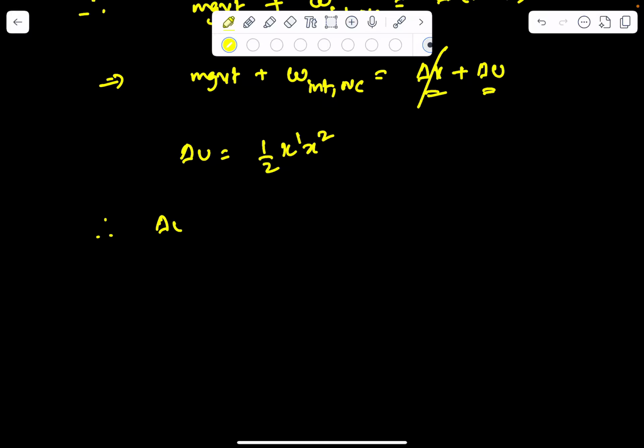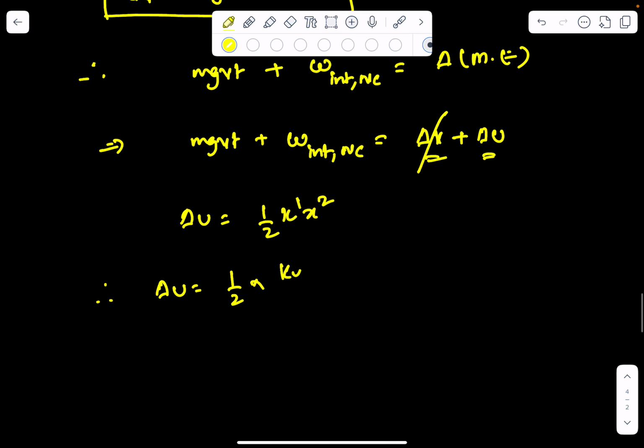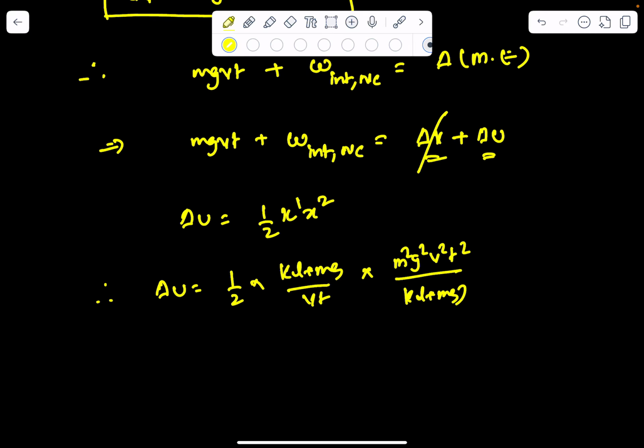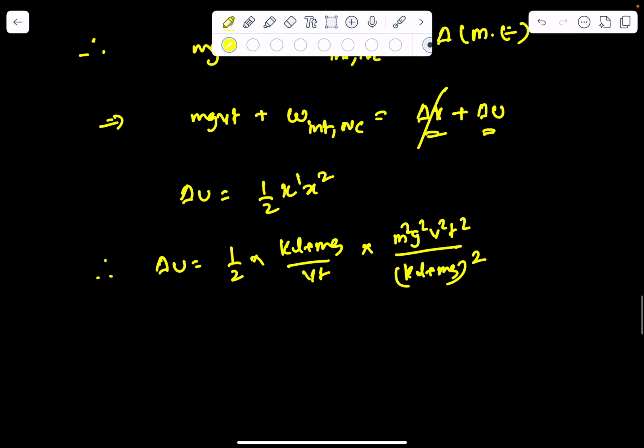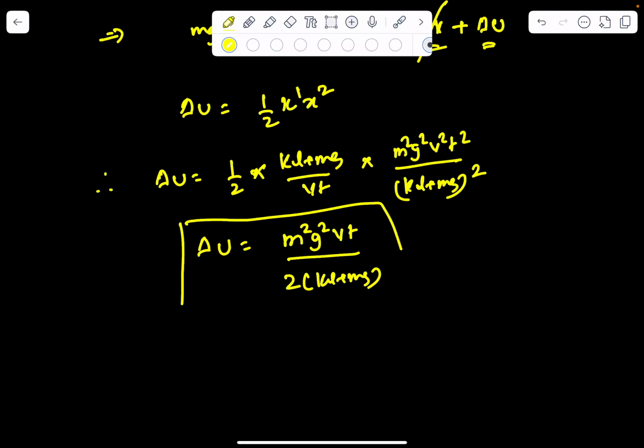Therefore, delta U we can write as half into k dash, which we have got as kl plus mg by vt, into x square, which is m square g square v square t square divided by kl plus mg whole square. Already we got the x value, which we have substituted here. So we can write delta U is equal to m square g square vt divided by 2 into kl plus mg. This is what we get after simplification.